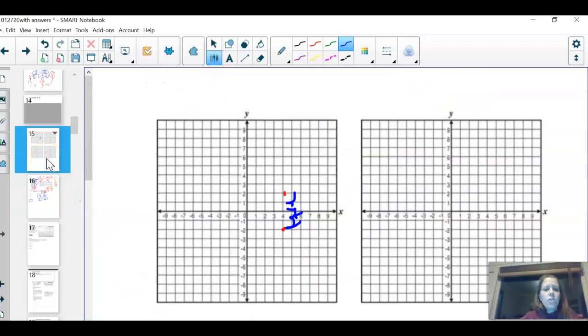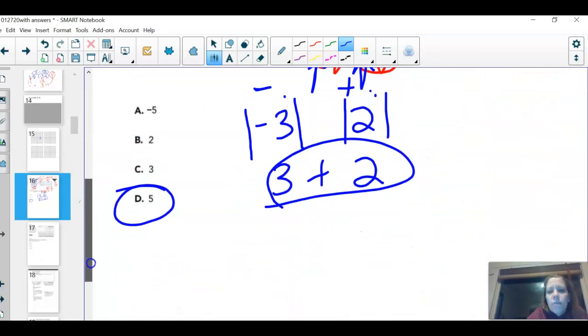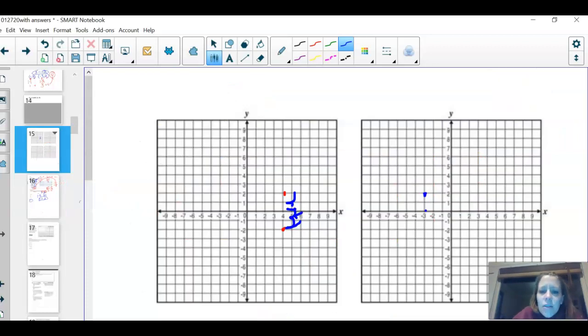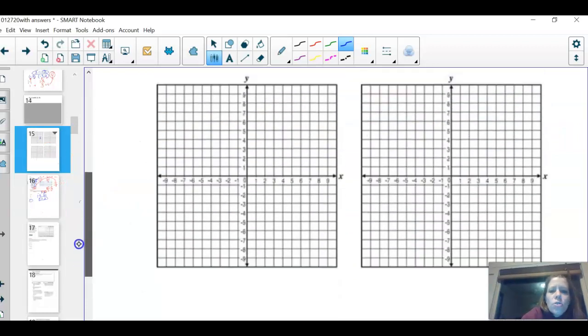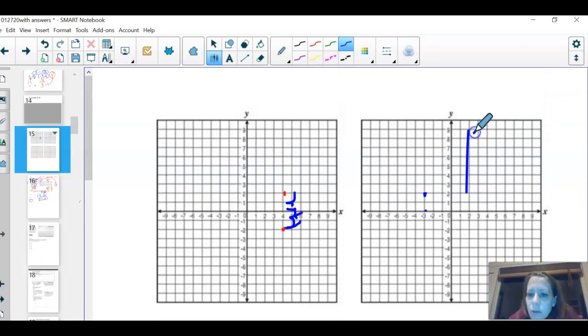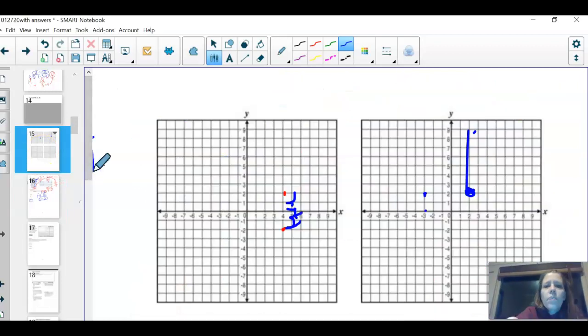So I have negative 3, 2. A la izquierda 3 veces y 2 arriba. Y mi segundo número, my second number is 2, 2. Y entonces mi segundo número es 2, 2. Y entonces a la derecha 2 y arriba 2. To the right 2 and up 2. And I'm going to count and check my work.